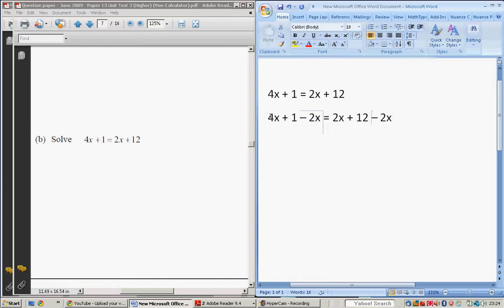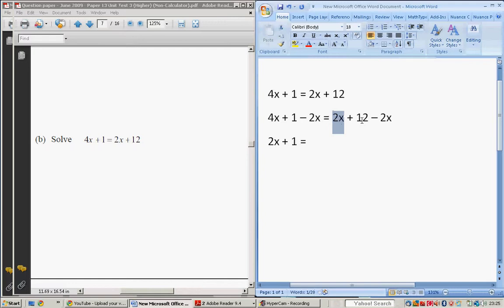So let's sort this out. 4x minus 2x. We can't add 1 to 4x. We don't know what number x is. But we can say that 4 times that number minus 2 times that number, 4x minus 2x, will leave us with just 2x. 4x minus 2x gives 2x. We still have that plus 1. And that equals 2x plus 12 minus 2x.